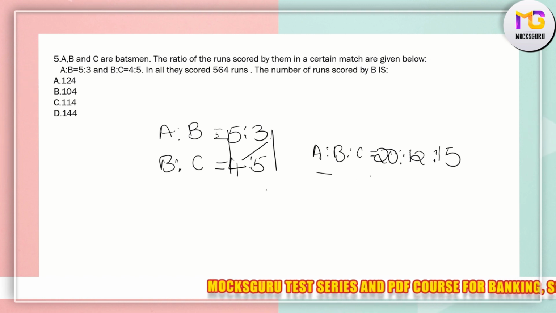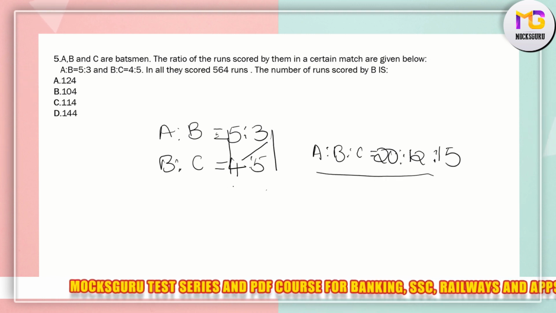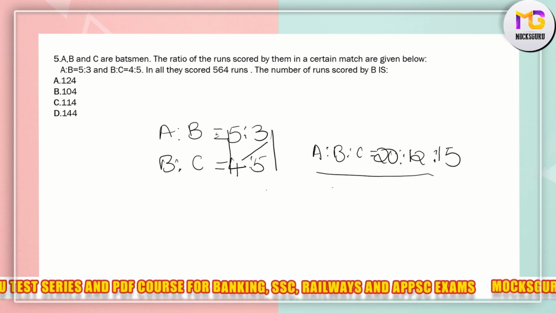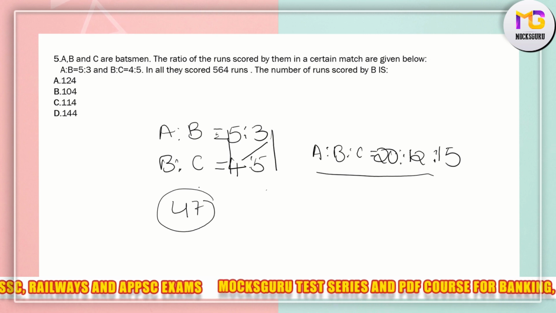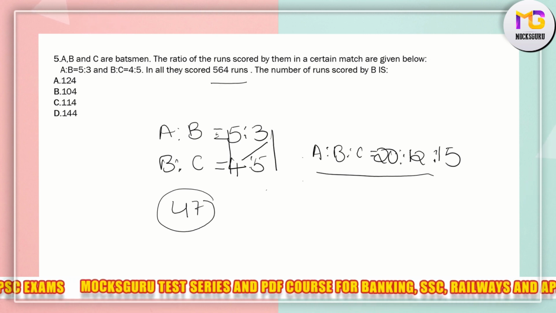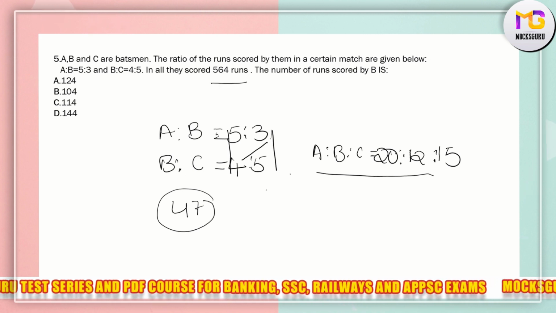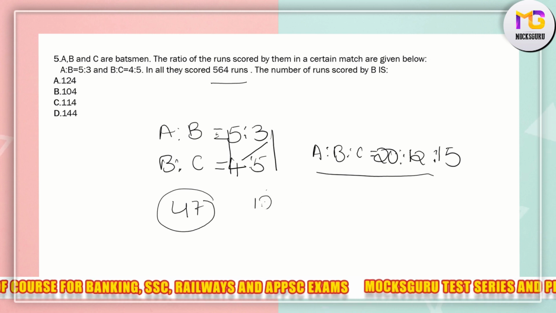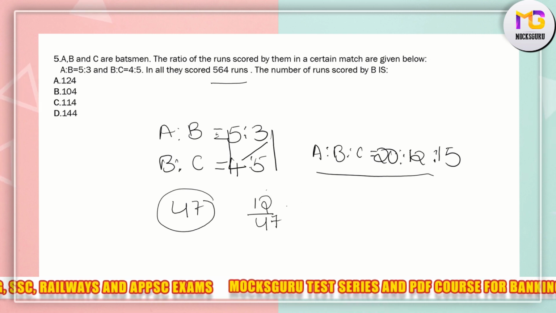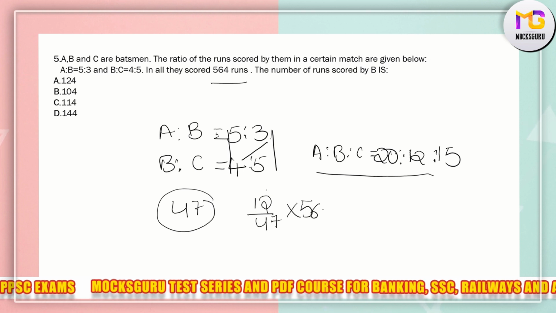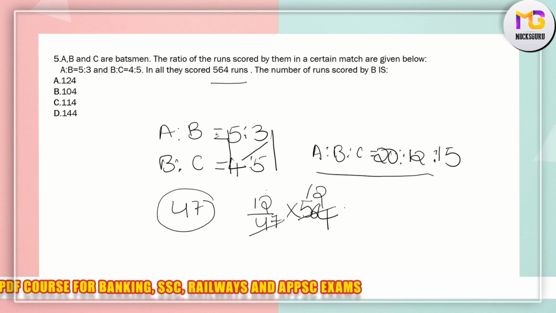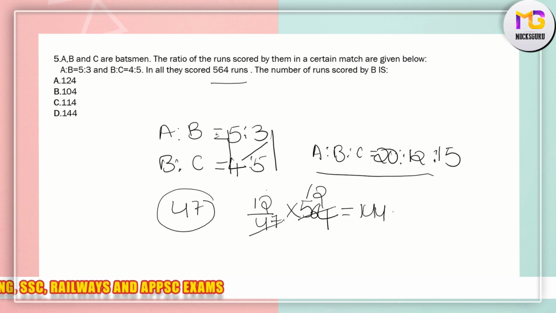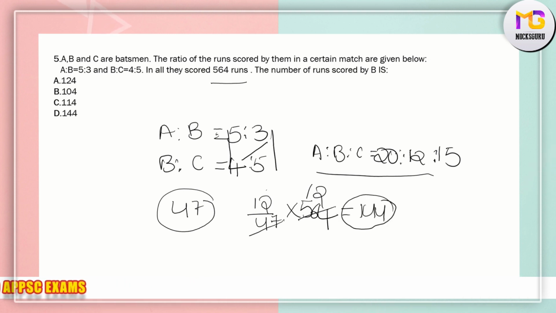Here, if we add all the scores, he said 564 is the total. So 20 plus 12 plus 15 is equal to 47. 47 is the total ratio and the runs are 564. We have to find B's runs, so we take the ratio: 12 by 47 into the total, 564. So 47 goes 12 times. So the answer is 144. The runs scored by B is 144. So the answer is option D.